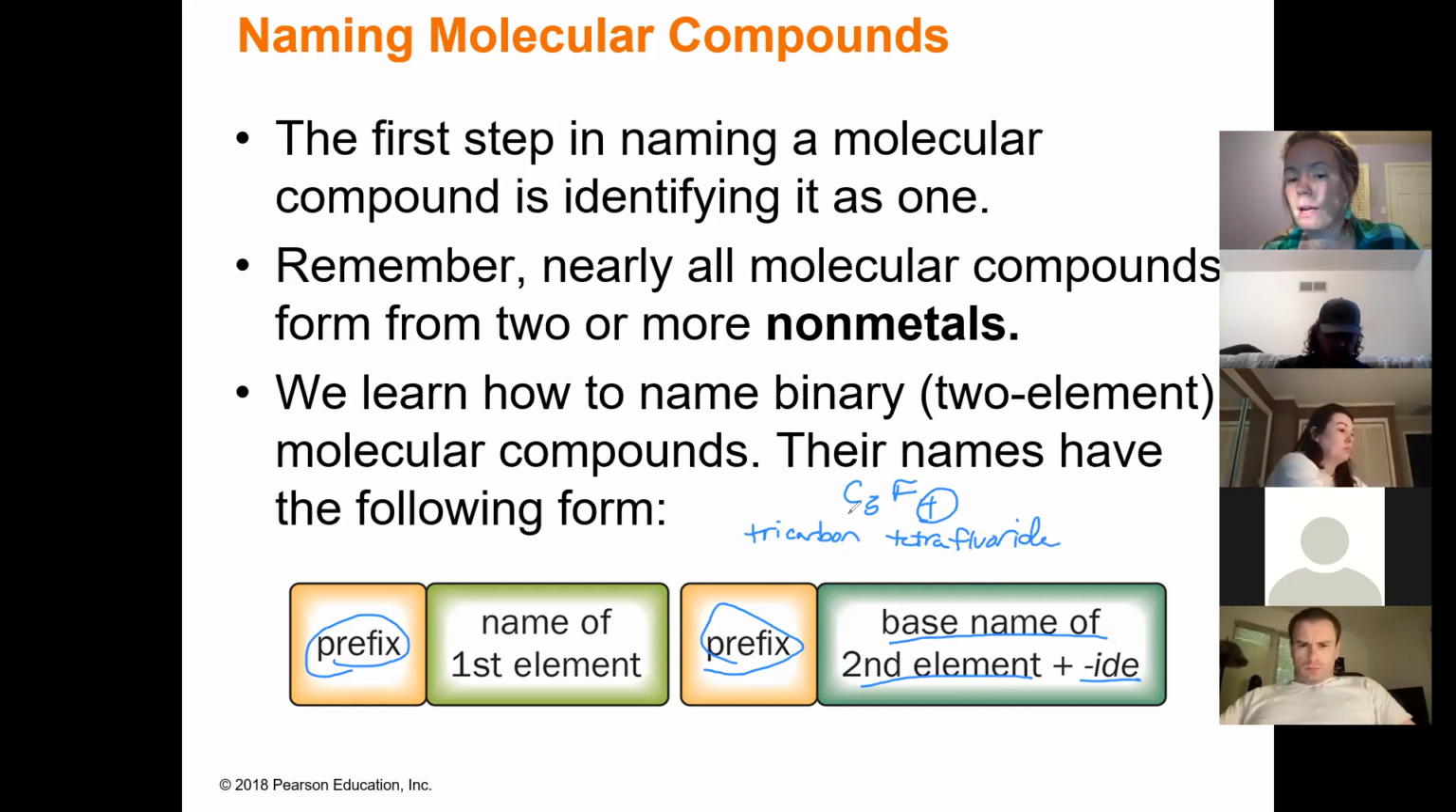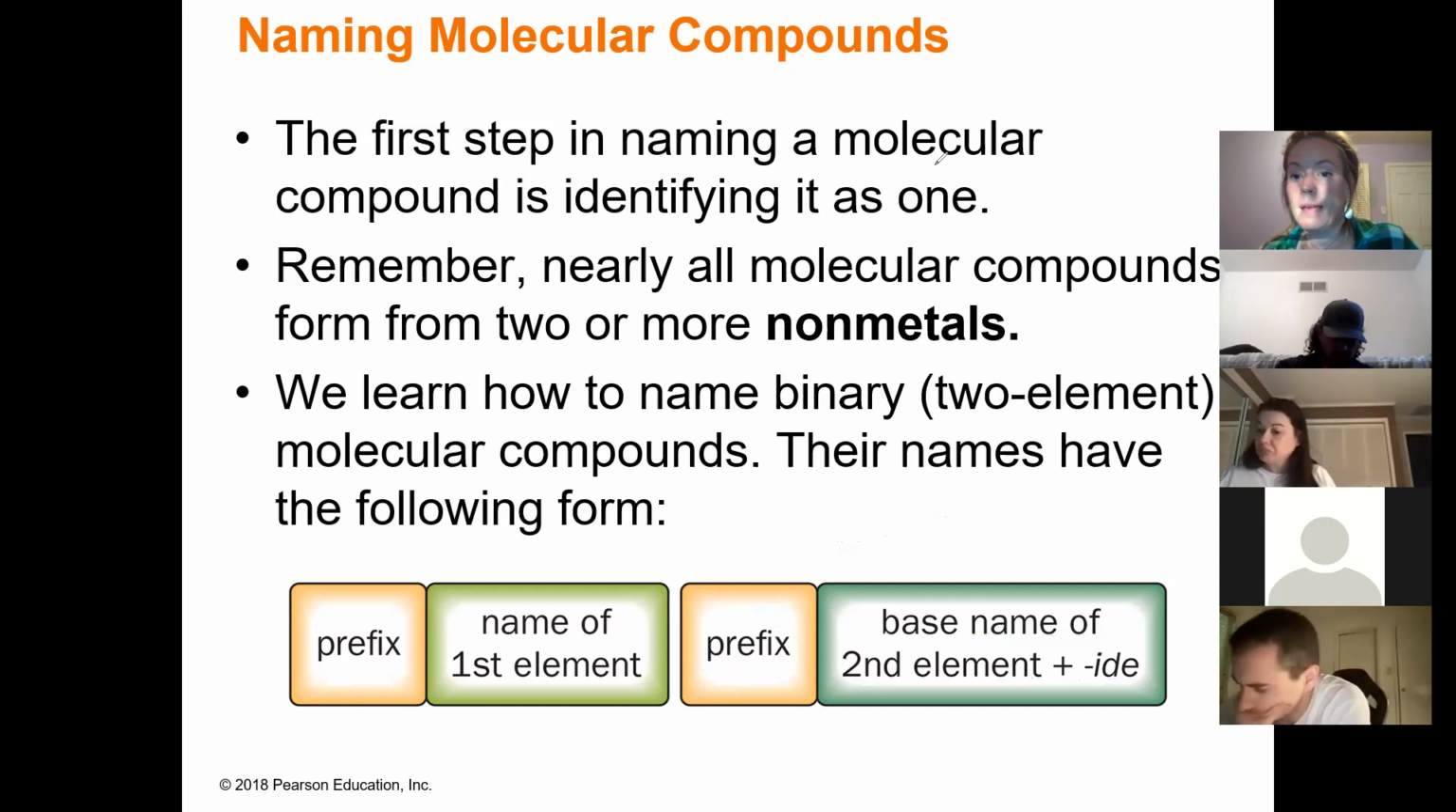Tricarbon tetrafluoride. 3 of these and 4 of these. And that's it for naming the moleculars. It's that simple. Okay, it's so much easier than the metals and the nonmetals.